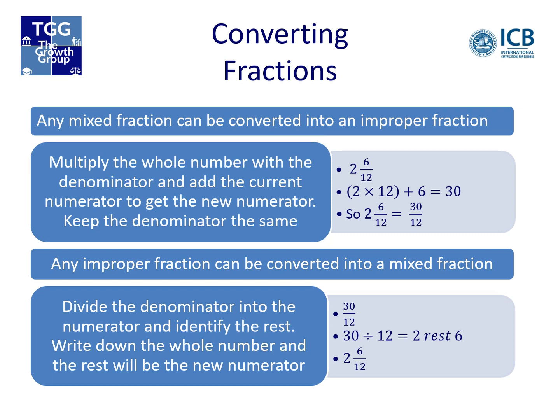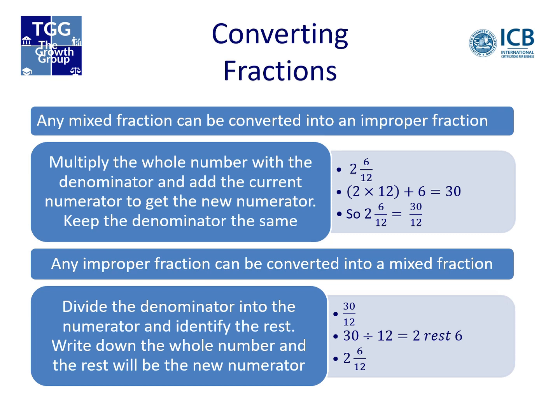Remember, the denominator is the thing that we are talking about, so it cannot change, and therefore 2 and 6/12 is the same as 30/12. If we do it the other way around, this is what we do. We divide the denominator into the numerator and we identify the rest. Then we write down the whole number and the rest will be the new numerator. But once again, the denominator, it's the thing that we are talking about. So the denominator is going to stay the same.